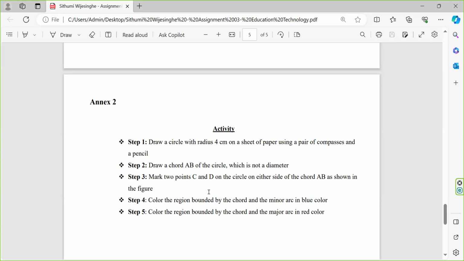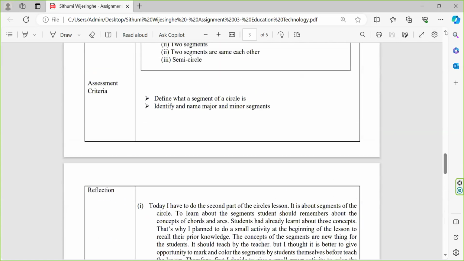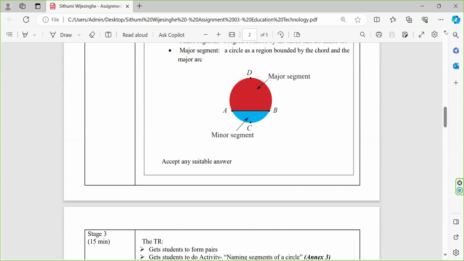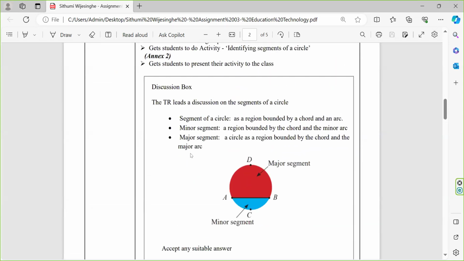They already know about the boundaries of the region called segments, but they don't know the definition of the segment. So in the discussion part, the teacher will discuss and explain the definition of the segment and what the types of segments are, major and minor segments. So they know about the boundaries. They know about the chord and arc, but they don't know the region bounded by those two parts is called a segment. So this part is the discussion part taught by the teacher.